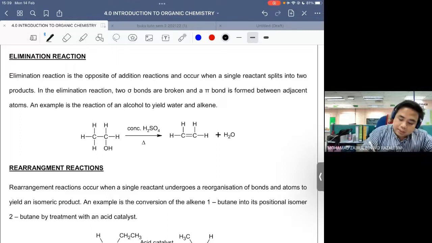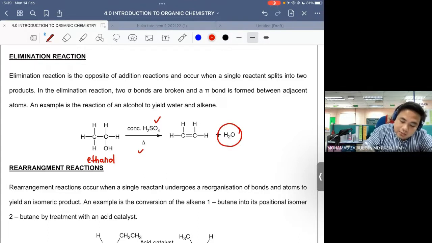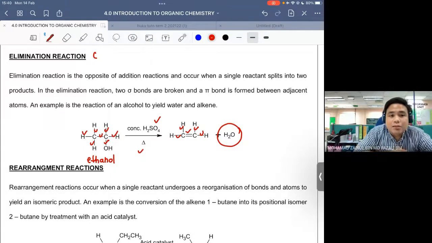So for example, saya ada alcohol. So let's say this one ethanol. Ethanol, when you react with a concentrated sulfuric acid and then you heat the reaction, we're going to remove water molecule. So kita remove water molecule. So asal dia, kalau awak tengok sini, kita ada 1, 2, 3, 4, 5, 6, 7 sigma bond. Okay, tapi since dia undergo elimination, so kita dah remove water, so kita akan ada 5 sigma bond, 1 pi bond. So any reaction that increase the number of pi bond itu, kita panggil sebagai elimination.